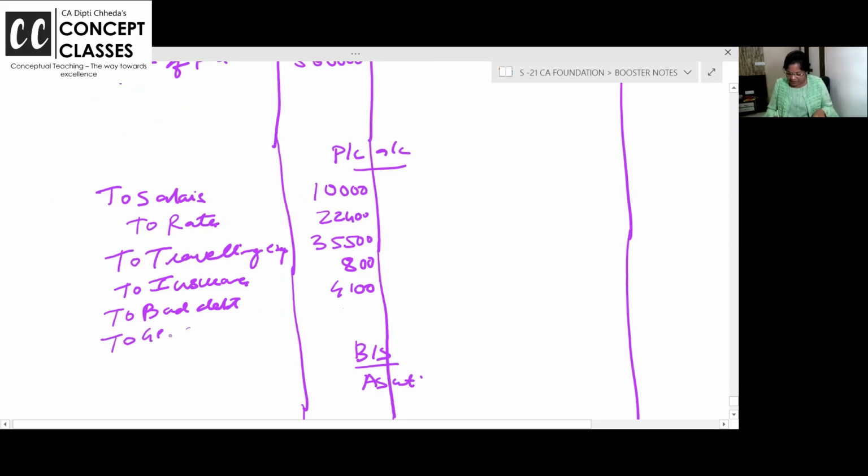General expense, we'll write here only. General expense 29,420. Carriage outward will also come here. It's a sales related expense. Carriage outward 94,240.